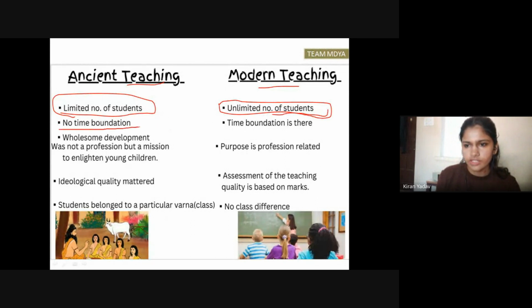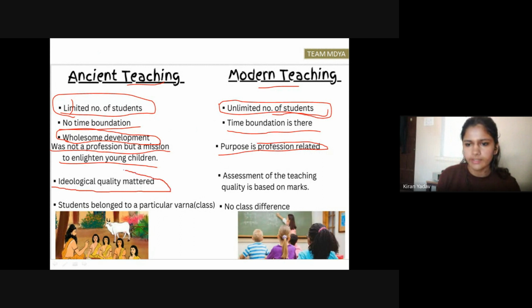No time limitation. There was no time limitation in ancient teaching, but in modern teaching there is a time limitation. The purpose of ancient teaching was wholesome development, and it was not a profession but a mission to enlighten young children. And in modern teaching, the purpose is profession related.